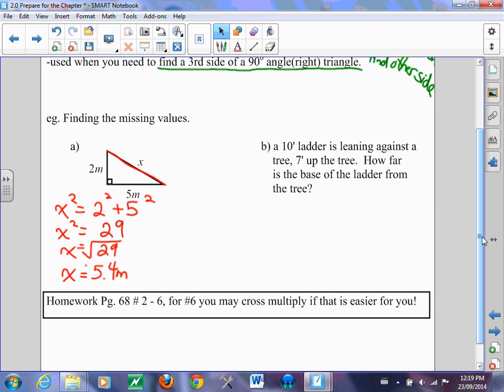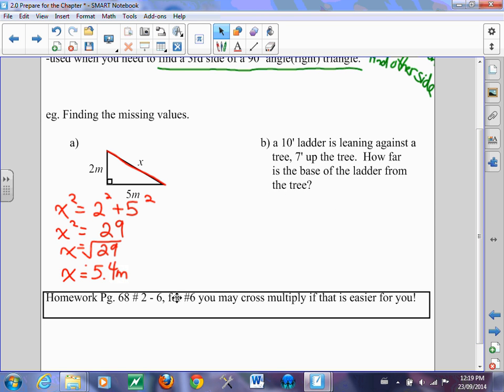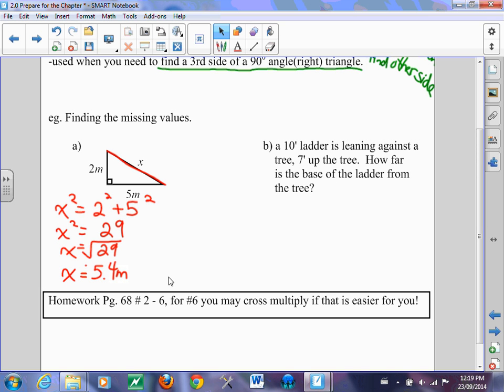Question B. Okay, a 10-foot ladder is leaning against a tree 7 feet up the tree. How far is the base of the ladder from the tree? So first of all, ladies and gentlemen, I know I'm going to need a little bit more room here, so I apologize. Just let me try and get this moved down a bit lower. Oops. Let me try something else here.